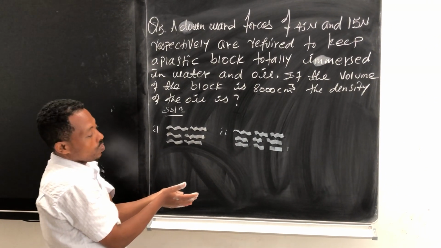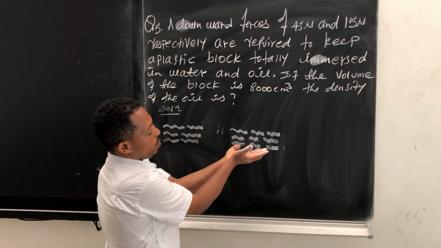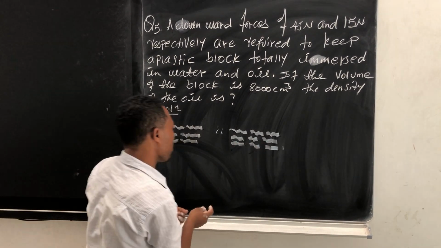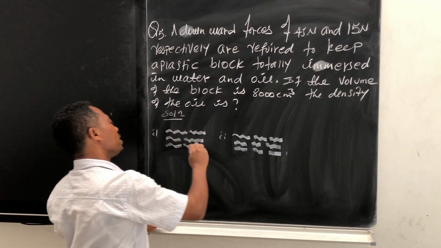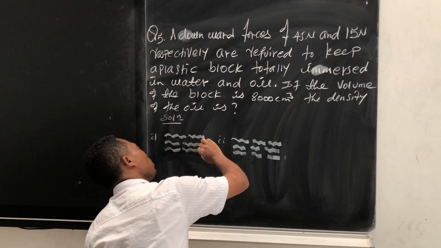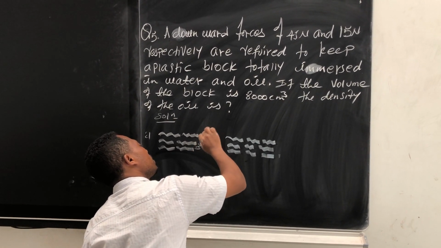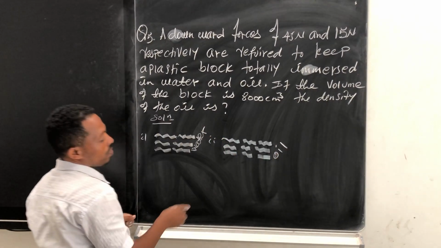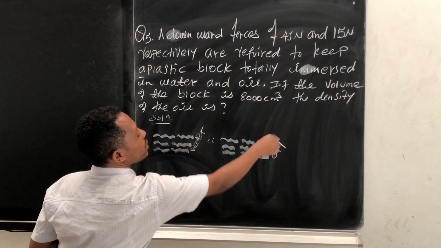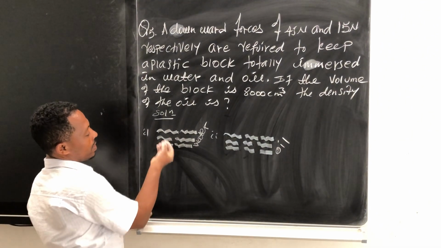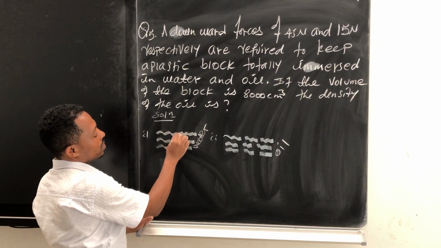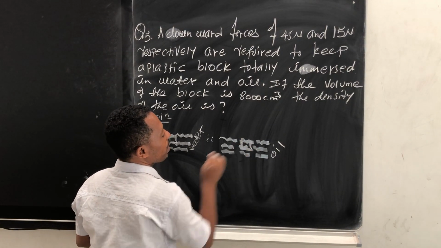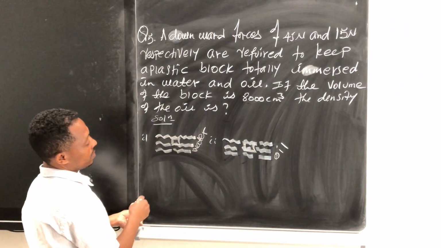We request the density of the oil. Let this be water, and let this be oil. We are requested to find the density of the oil. Let this be a box, and this is also the box within the oil.